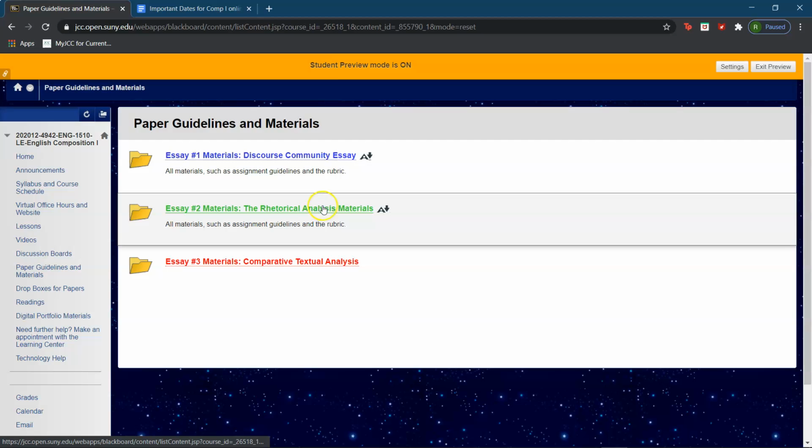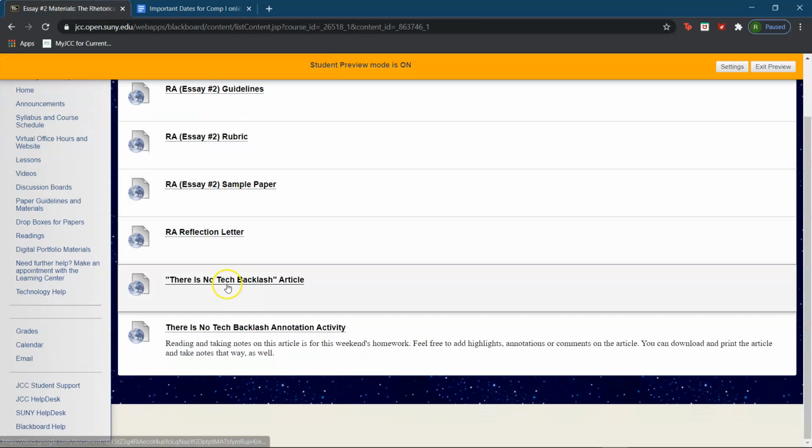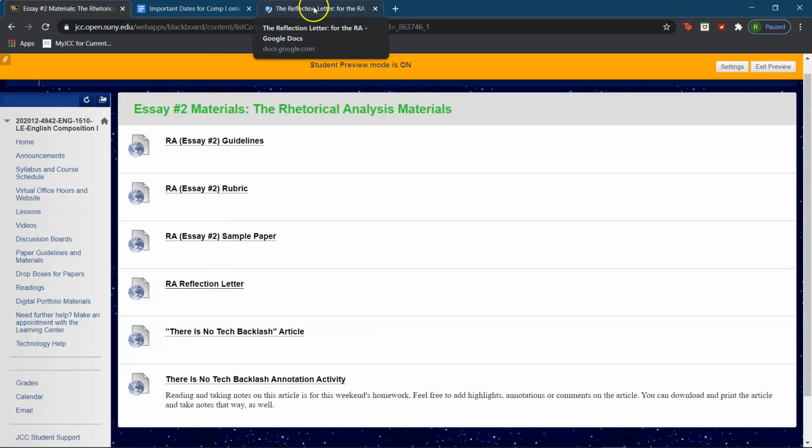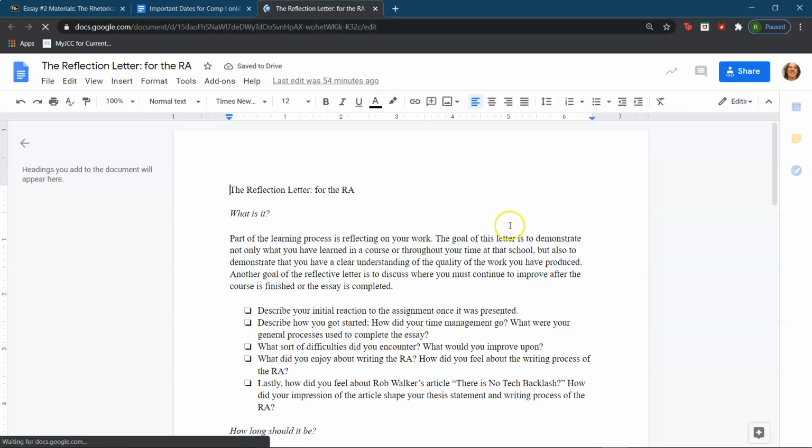Now, please keep in mind, I do have the rhetorical analysis reflection letter up. So I would also suggest doing that for homework as well. So just like for the DCA, I would recommend writing a one-page letter for the RA or the rhetorical analysis. Now I do have to finish grading papers, but I will try to finish up today and tomorrow on grading papers.